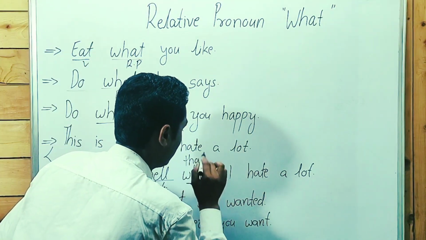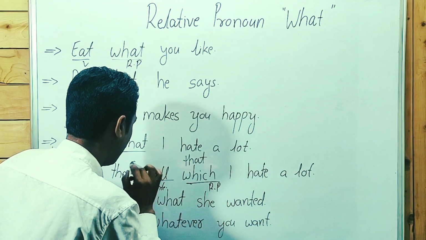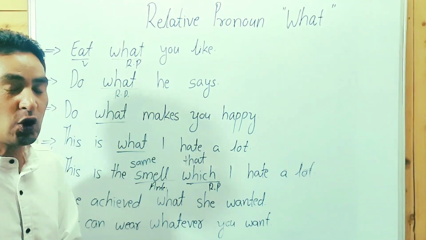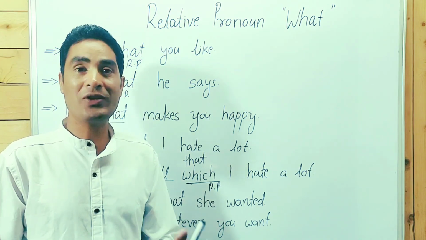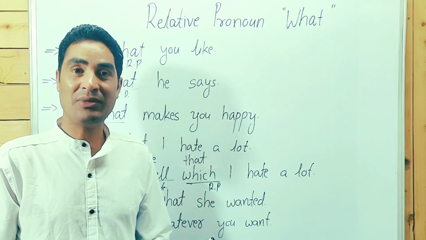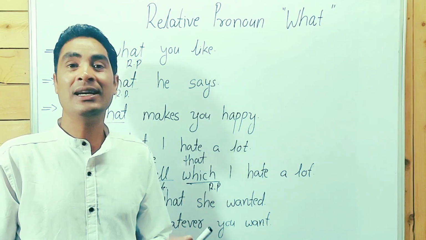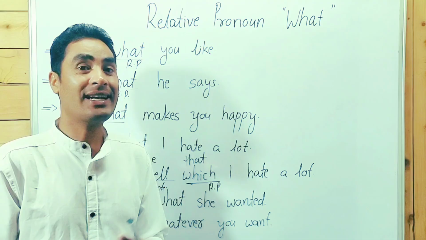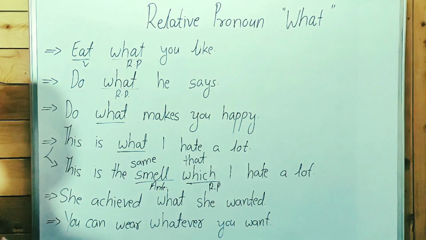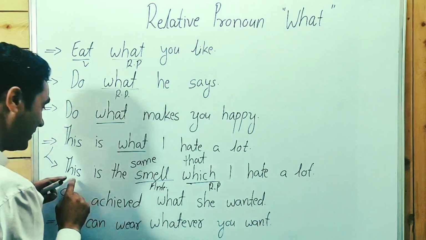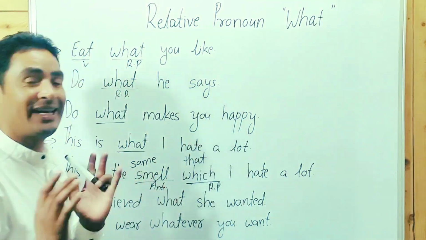Point to be noted, in this case we use that. With same smell, with same, we use that. As you know, when these words are used with an antecedent, we use that: all, the same, the little, the few, the only, nothing, none, everything, anything, etc. In this case we use that as a relative pronoun. This is the same smell that I hate a lot. This is the smell which I hate a lot.